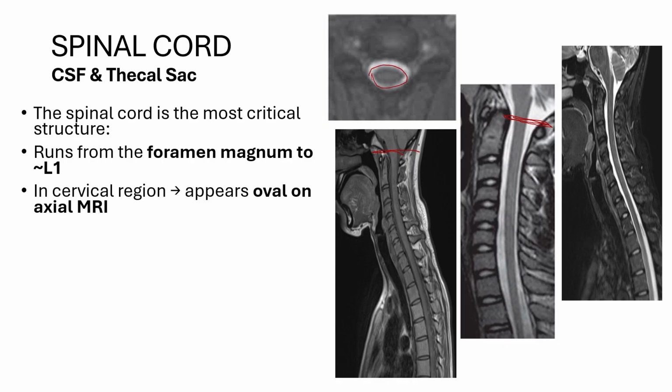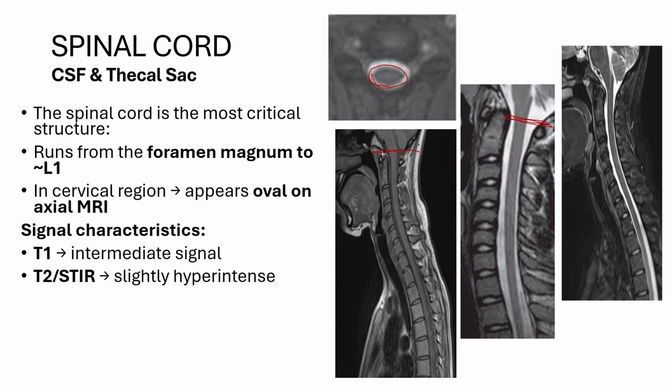image. So it is oval shaped in the axial image in the cervical region, and it has intermediate signal intensity in T1, as we can see. This is the T1 weighted image, and it is slightly bright in T2 and T2*. So this is slightly bright as compared to T1 in T2 and T2*. So this is the normal anatomy.